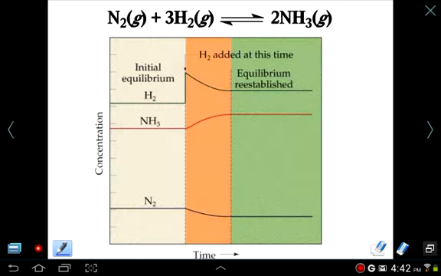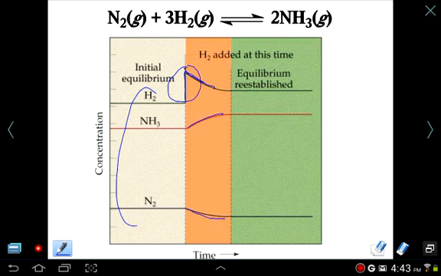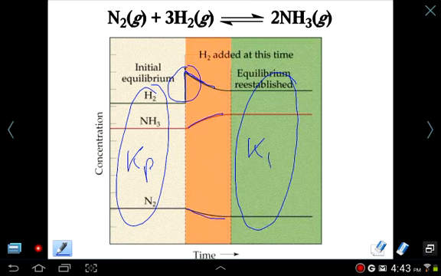So this graphically shows we've increased H2, and then the system must decrease our stress. It must undo our stress. That's why H2 decreases, NH3 increases, and N2 decreases. Now the ratio of all three of these gives you the constant, Kp in our case, and the Kp constant is still the same. Kp never changed in this case. The amounts have changed, but the ratio stayed the same is the idea.